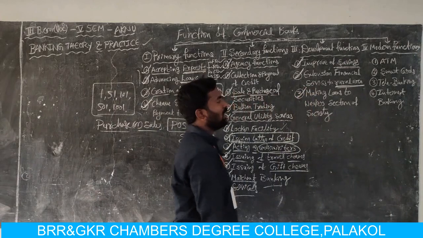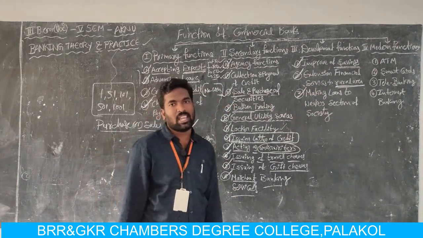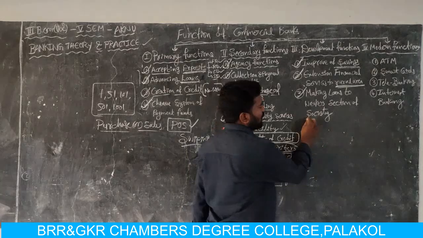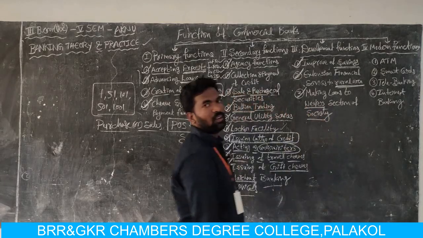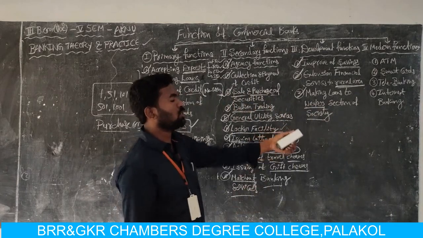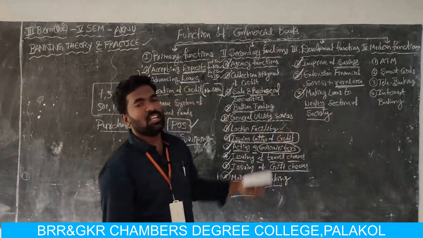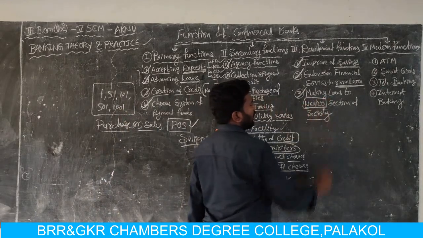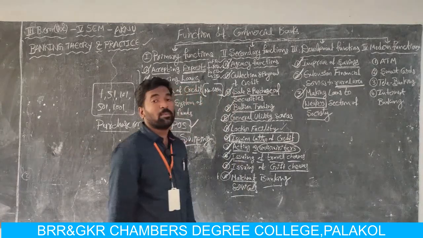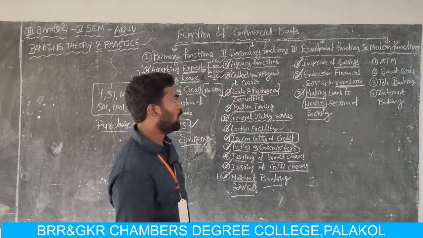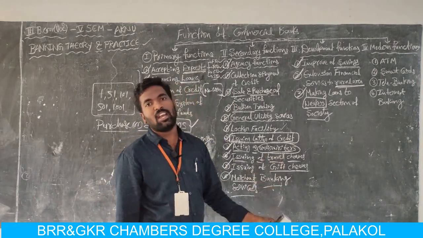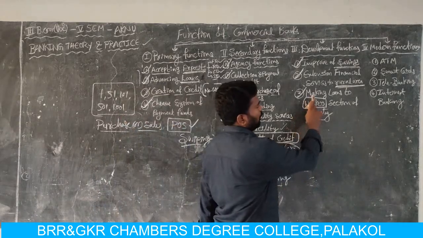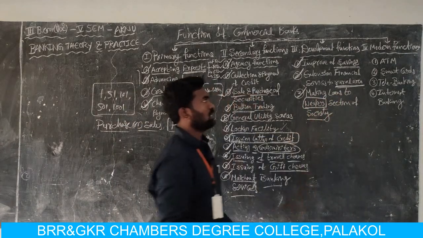Then third one, making loans to weaker section of society. In society, weaker sections means poor people. So making loans to poor people in society is a social activity. So banks give loans to weaker sections and also the government of India gives some rate of interest subsidy. Subsidy means deduction. So this is making loans to weaker section of society.